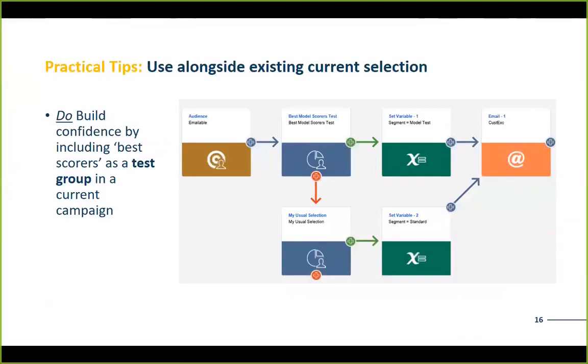And then another point is, don't think you have to generate a model and go hell for leather and just use your model selection. Often what we see is that people will already have their standard selections that they might want to use for campaigns, their standard audiences. So one of the things you can do is just include those best scorers as produced by those models, just as a test against your usual selection. And that's quite a neat way of proving the value of the model and whether you can get an uplift before you start to have confidence and use modeling more. It's a good way of proving that value.